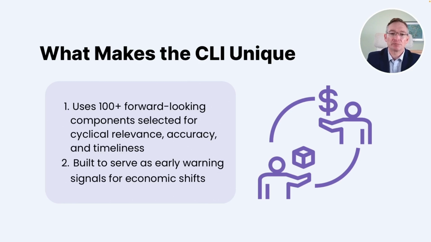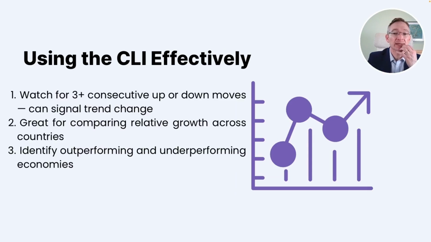Now, one practical way to use the CLI effectively is to watch for 3 or more consecutive increases or decreases. That often signals a change in the economic trend for that country. You can also compare CLI trends across countries to identify where growth is accelerating or decelerating. This sets up opportunities for relative value trades between stronger and weaker economies. That is a concept we will return to later on in the course, so don't worry if you haven't got it on the first test.